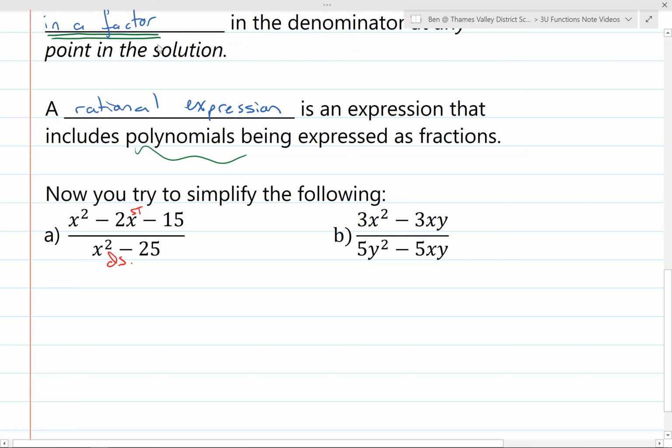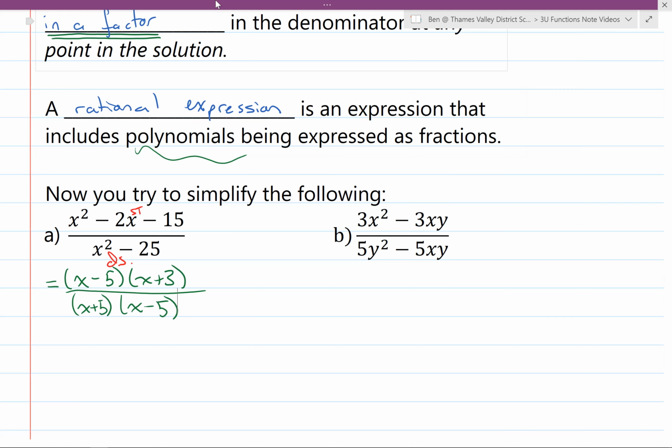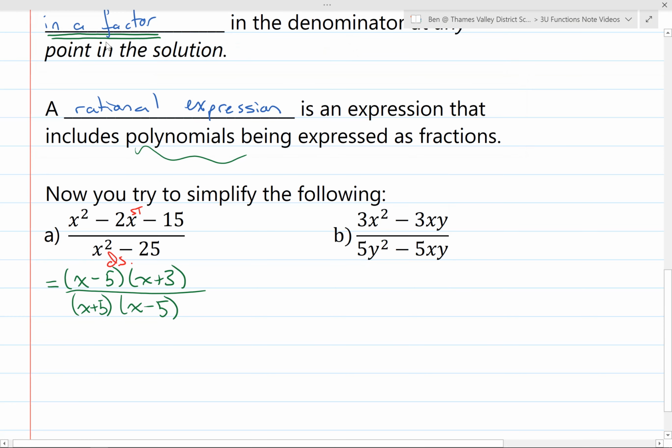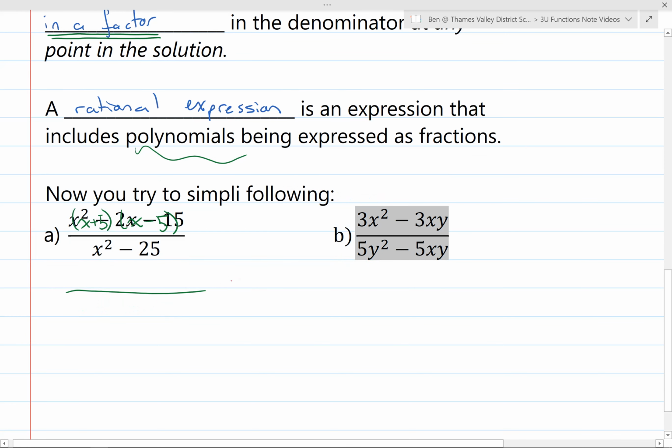Let's see here. Like I said, I'm not going to spend too much time on factoring. So I'm left with x minus 5, x plus 3 in my numerator. And in my denominator, x plus 5, x minus 5. So now that it's fully factored, I'm going to look at my restrictions.